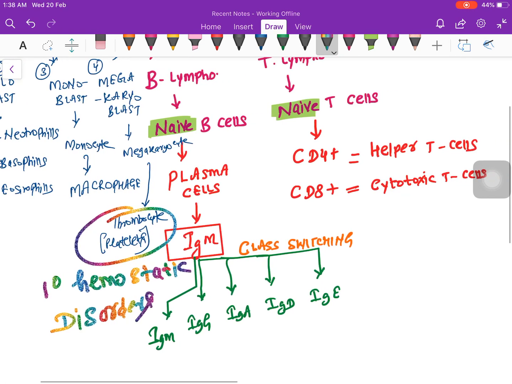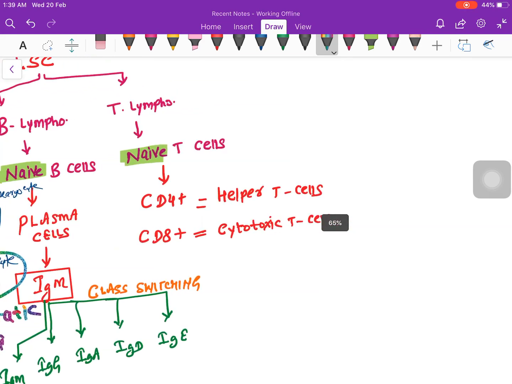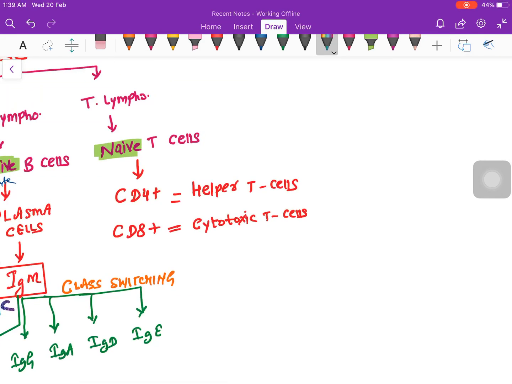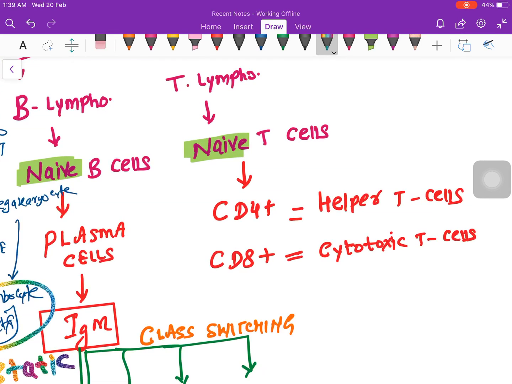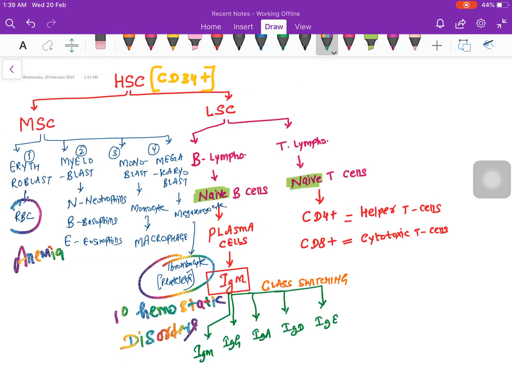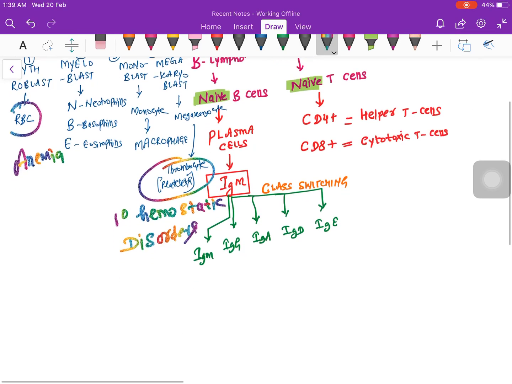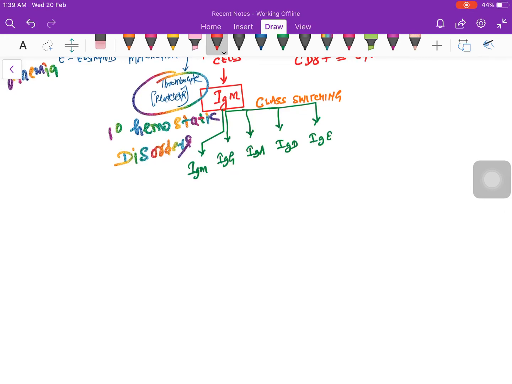And disorders of lymphocytes have different terms. They can be a B cell disorder or a T cell disorder. This is the basics. Further discussion of hematology will continue in our next video. Thank you so much.